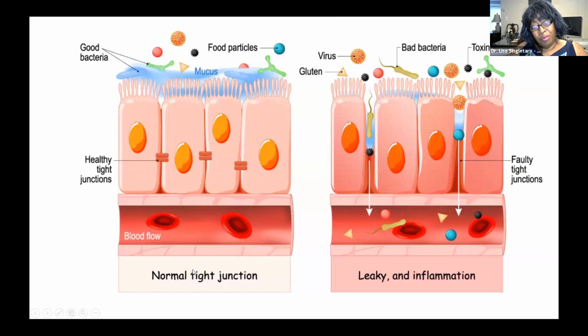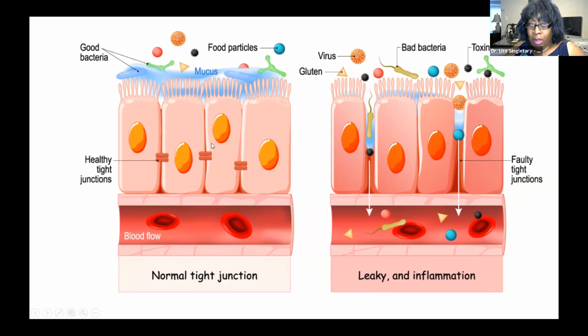And here we have one that's normal, and here we have one that's leaky. So normally your microvilli have a protective layer of mucus, a great mucus layer, right? And the mucus is part of your immune system. And they have something called tight junctions, where the cells of the lining are tightly bound together. And so they can keep things out that are supposed to stay out, and they can allow things in that are supposed to get in. But healthy tight junctions mean a healthy gut lining.